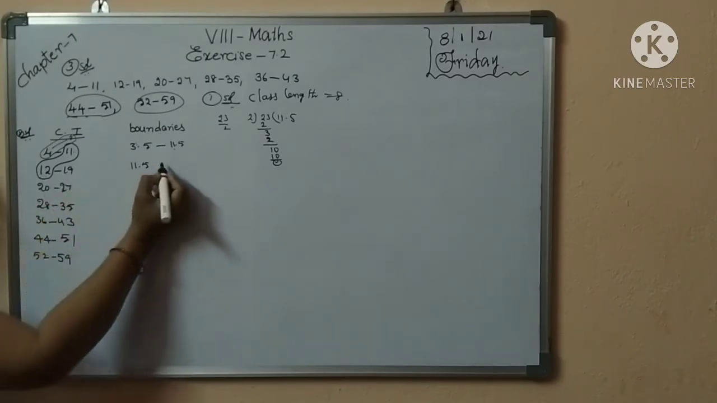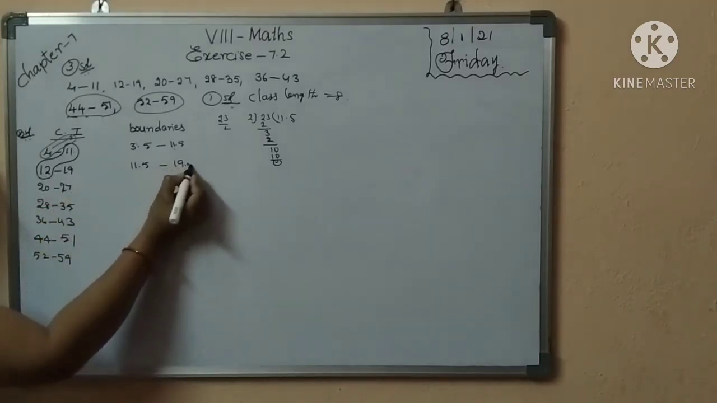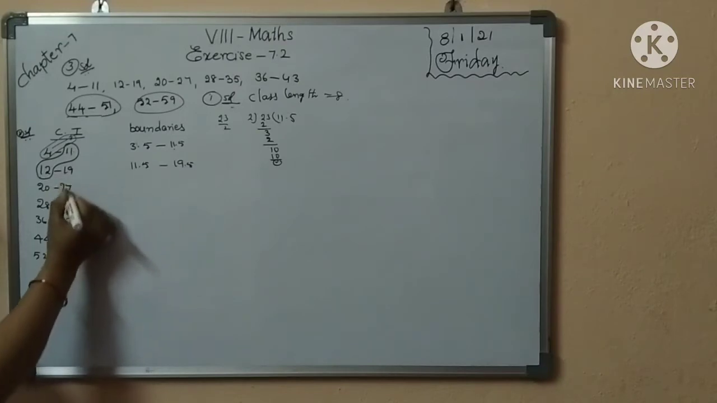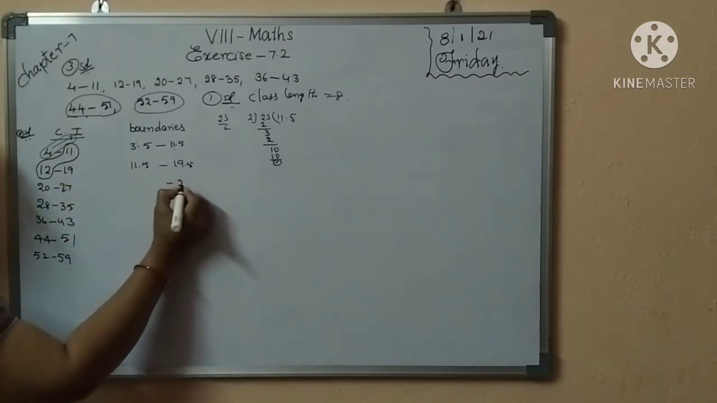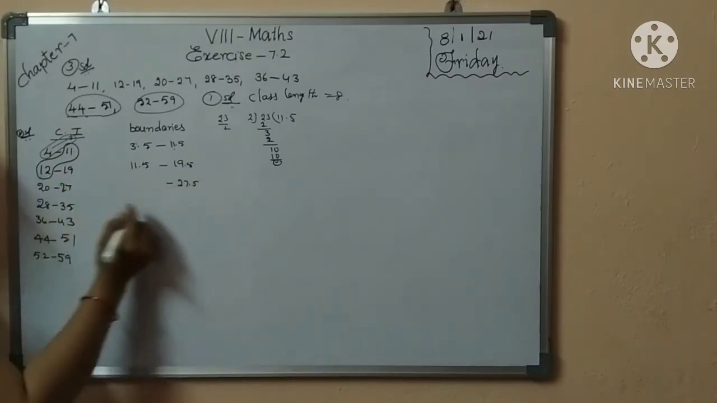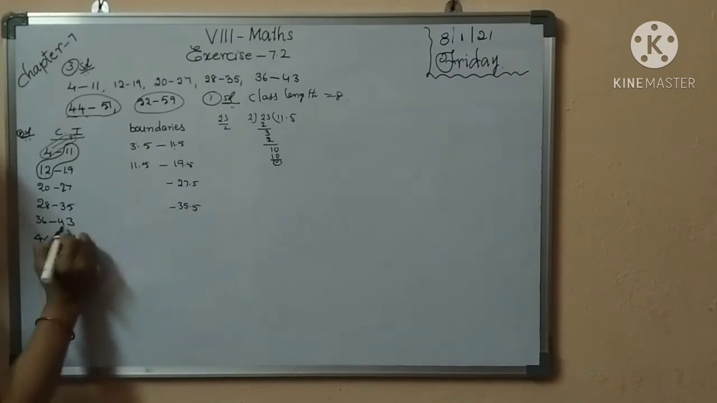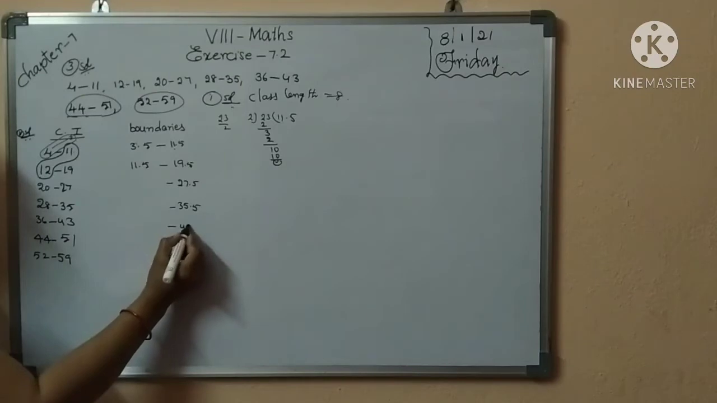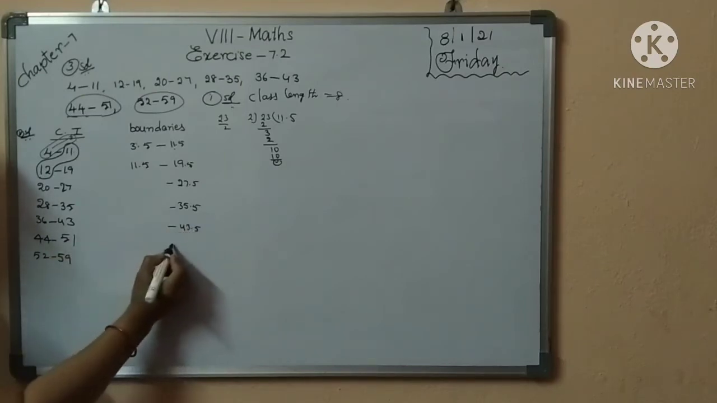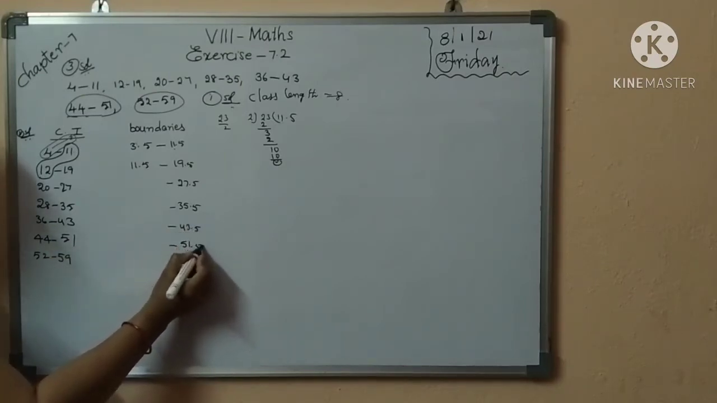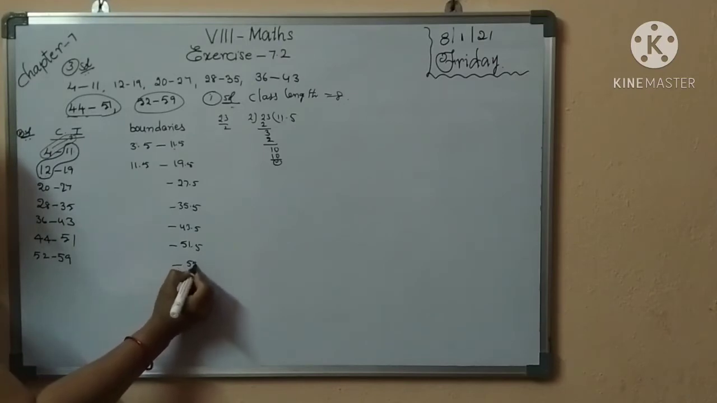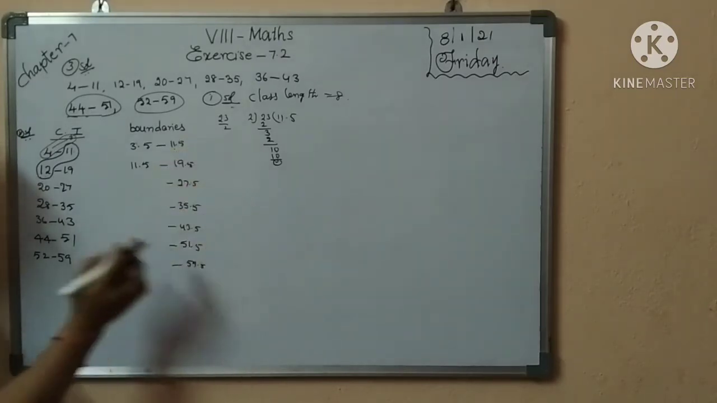Okay. So next, 19.5, adding 0.5. Then 27.5. Next 35.5. Next 43.5. Next 51.5. Here 59.5. These are the upper boundaries.